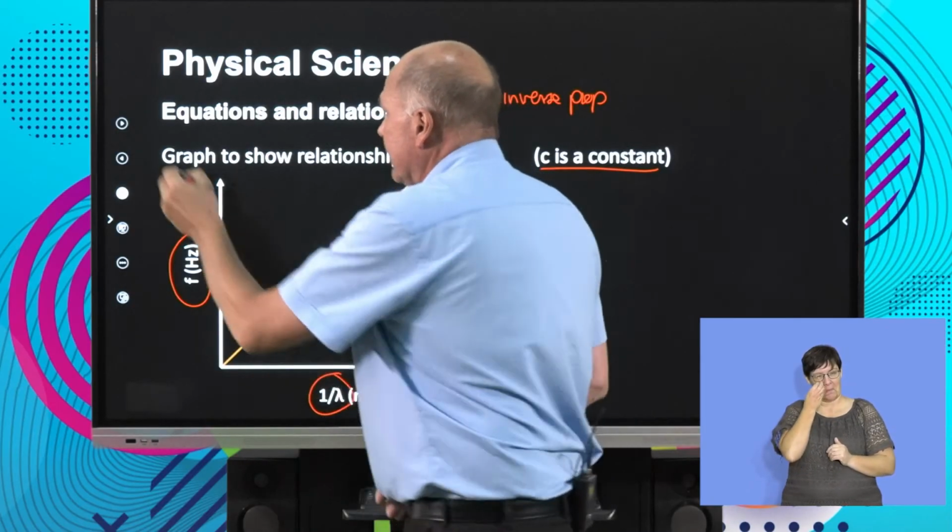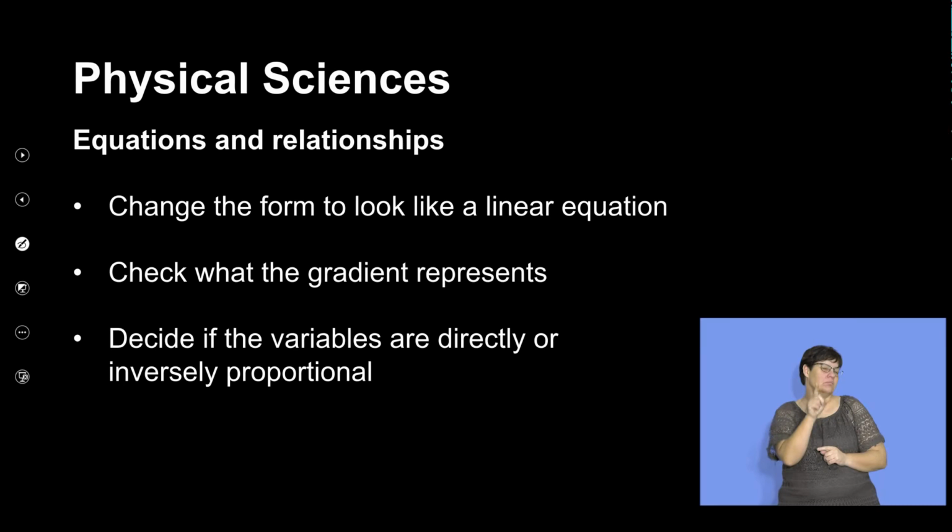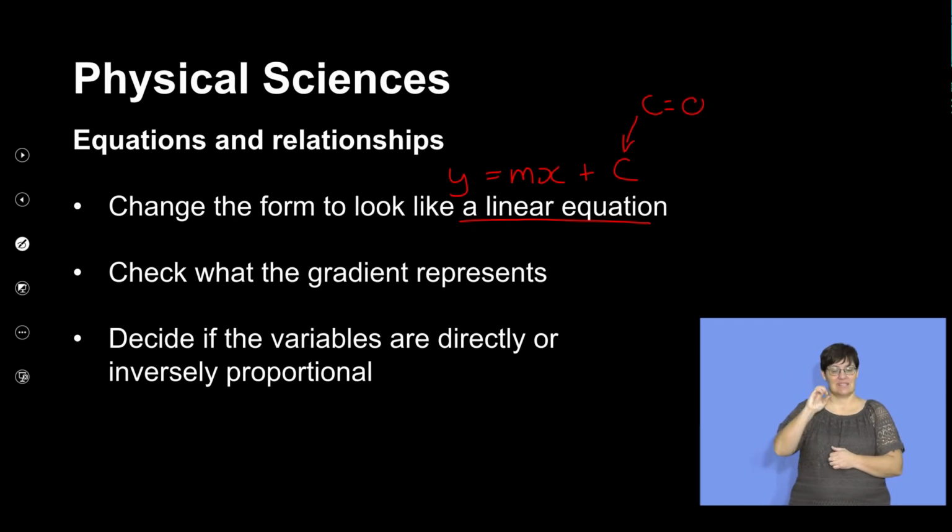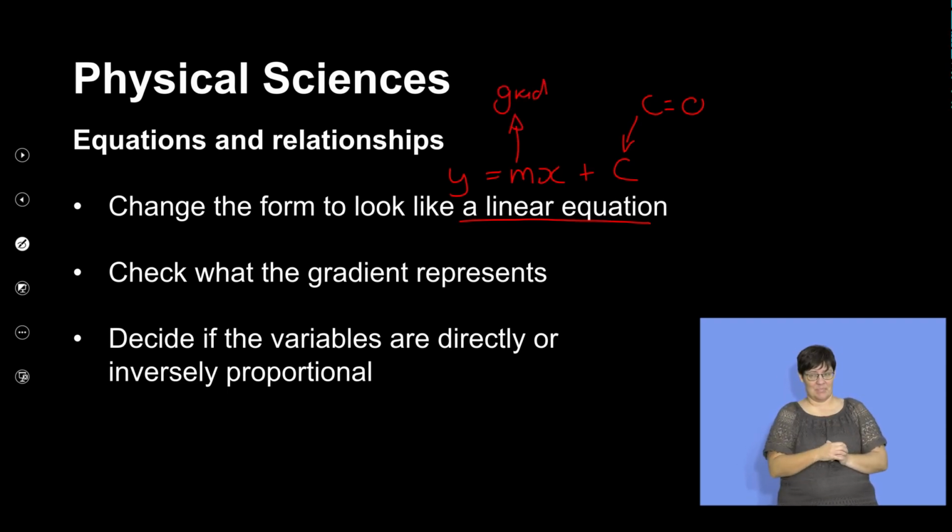Okay, let's have a look at things to check for. When you're doing these relationships, please check that they look like a linear equation. You want to get them into the form of y equals mx plus c. And if possible, that c should equal 0. That c mustn't be confused with a constant. The constant is this bit. This is the gradient. And these are your two variables.